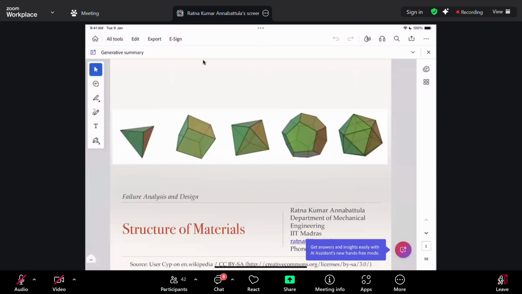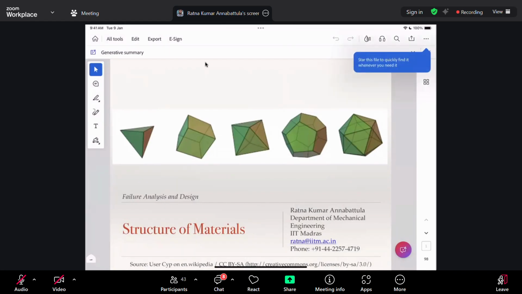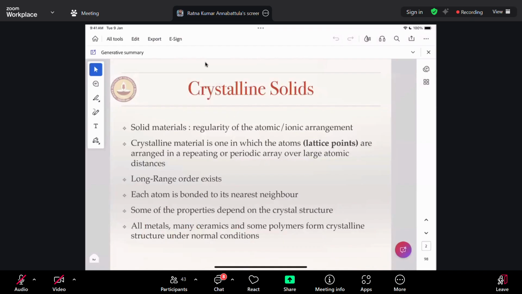So we'll start with the structure of materials. Particularly, what we are talking about is the structure of crystalline materials. We are not talking about amorphous materials. We are only going to talk about crystalline materials because that is what we are mostly dealing with as mechanical engineers. So we need to understand what is a crystalline solid, and what is a solid to begin with.